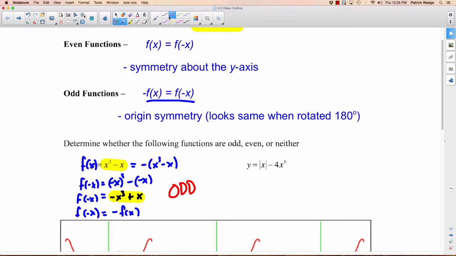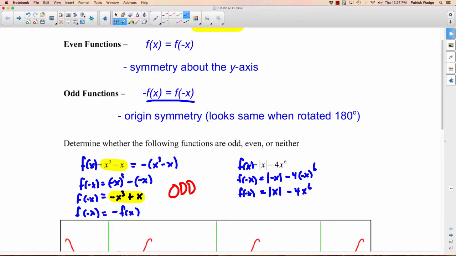Okay, let's try the next one here. Again, I'm just going to change this to f of x, and we're going to put negative x into the function. So f of negative x equals the absolute value of negative x, just plug in negative x into that x there, minus 4 times negative x to the 6th power. If we simplify that, the absolute value of negative x is just x, or you could still write it as absolute value of x, that's fine, minus 4 times negative x to the 6, well that's 6 negatives, so it's going to be positive, and then just x to the 6.